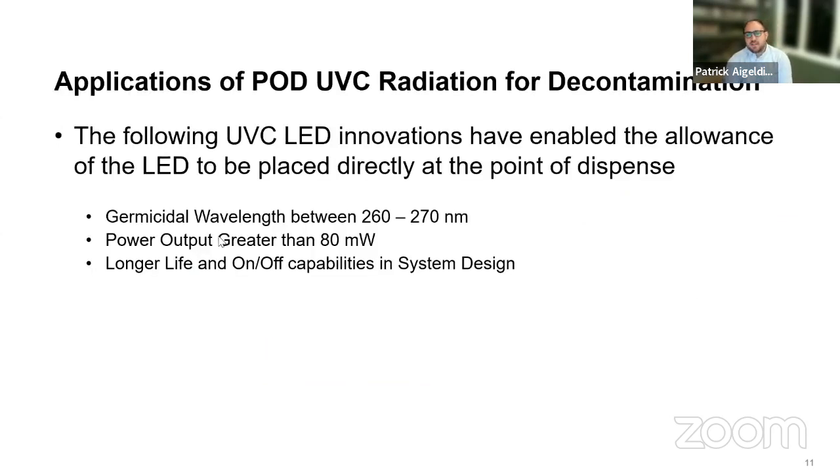The following UVC LED innovations have really enabled an LED to be available, have the life, and actually protect the system from this retrograde contamination and growth. So one of the things is the germicidal wavelength being finely tuned to 260 to 270 nanometers, which is the optimal germicidal wavelength to eliminate the RNA and DNA of bacteria and biofilms. Power output greater than 80 milliwatts.